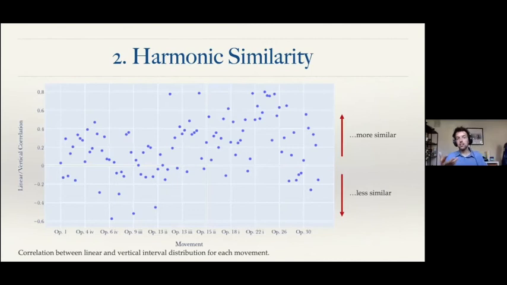Turning now to harmonic similarity, we've got here the correlations between linear and vertical interval distributions for each movement, and they're ordered chronologically. A higher value indicates a greater degree of similarity, a lower value, a lesser degree of similarity. The mean is 0.2, which indicates a kind of general low level of similarity between these domains. And the correlation with corpus position is 0.3, which suggests a kind of gradual increase in similarity over time.